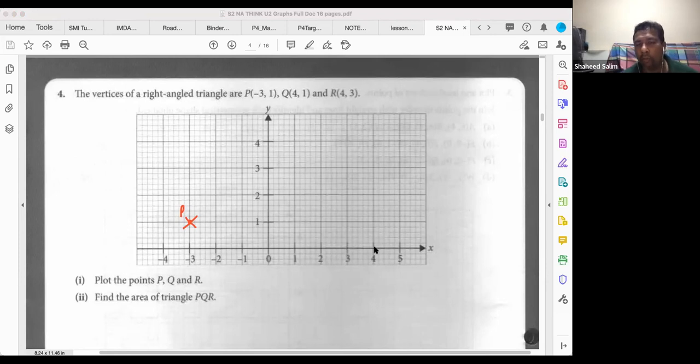Q is 4, 1. R is 4, 3. So X is 4, Y is 3. So imagine now I join the dots. I'm not going to join it for you. You try to find the area of PQR. Can you please find the area of PQR and send your answers? Area of PQR, please.